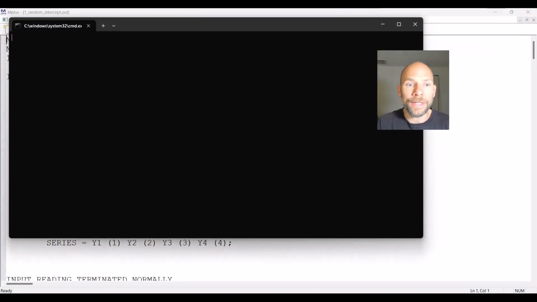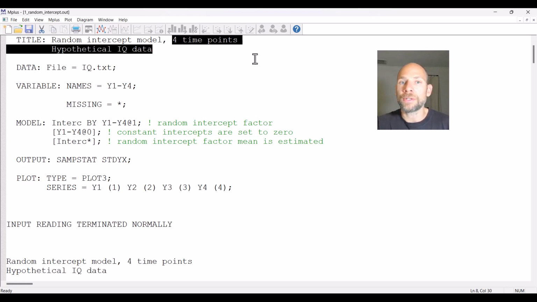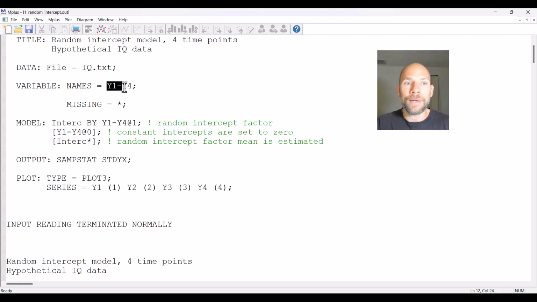I already ran this model in Mplus, so here you can see the syntax in the first portion of my output. In this case, it's a model that was fit to hypothetical IQ data at 4 measurement occasions. This would be the longitudinal application of the random intercept factor model, where the scores y1 through y4 represent repeatedly measured scores on the same IQ test across time for the same people, and where we want to test the hypothesis that there haven't been any changes in the true scores on the IQ measure by fitting this random intercept model.